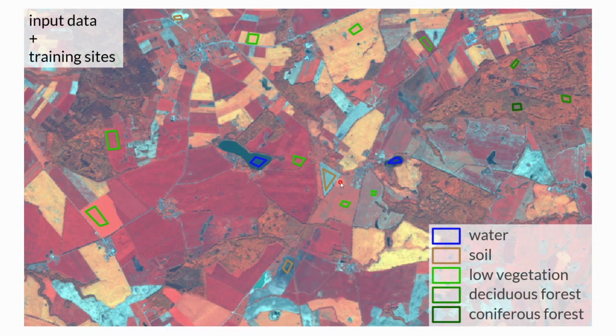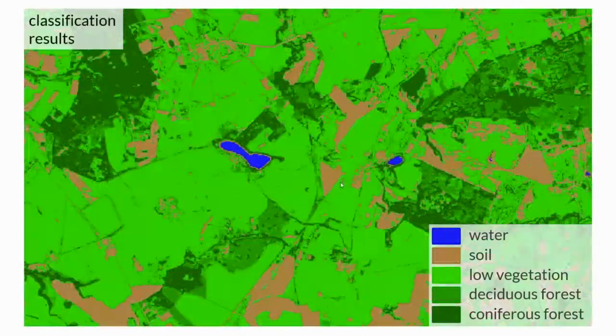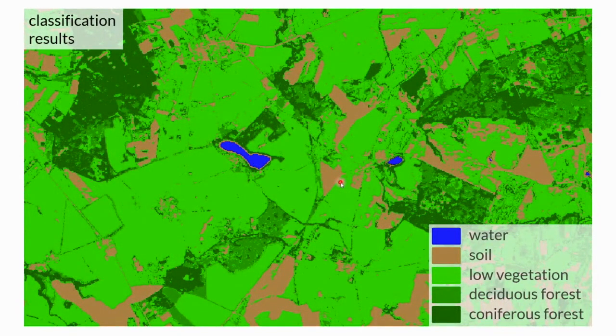After this learning process, it analyzes all the pixels in the image and classifies each one to the class whose pattern is the closest. So it might look like that. It's not perfect, of course, because it took probably 3 minutes or something like that. But it's automatic. It's very, very simple and very, very quick.